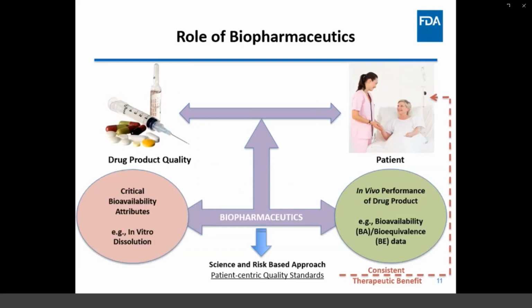has. Going back to the definition of biopharmaceutics that I gave earlier, this is just a schematic showing how drug product quality is related to the patient and how we can use this information to give us a science and risk-based approach for our patient-centric quality standards. So a clear understanding of the critical bioavailability attributes, dissolution included, and applying them to the in vivo performance of the drug product through bioavailability or bioequivalence, we can find this link in PBPK through biopharmaceutics application. And this helps us determine a consistent therapeutic benefit for the patient.